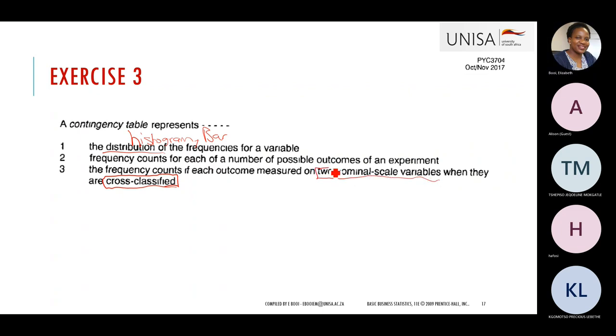Keywords. What is a number of possible outcomes? That is the probability, right? And today we are not talking about probabilities. So today we're talking about testing for two nominal variables, or two categorical variables.